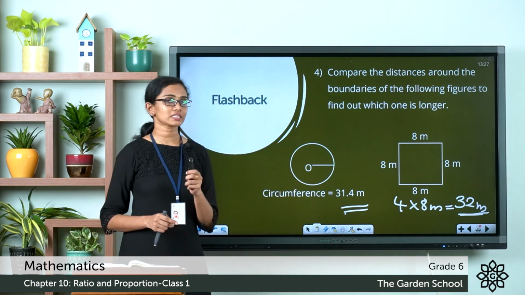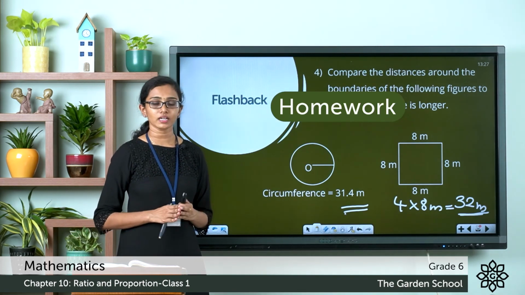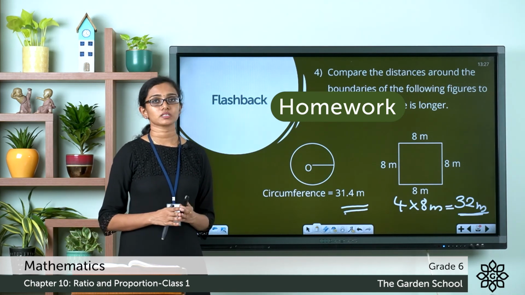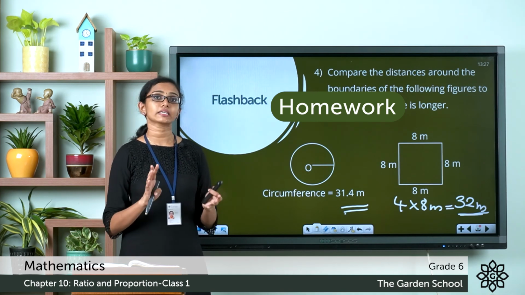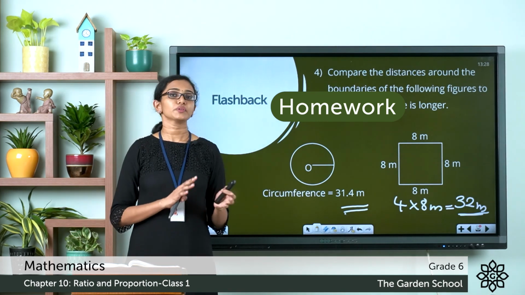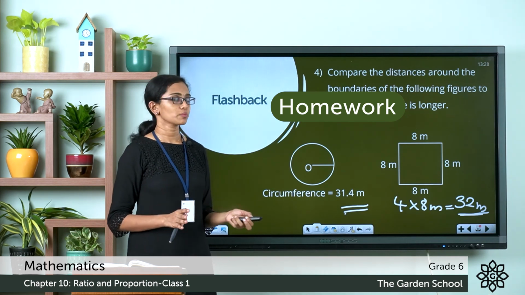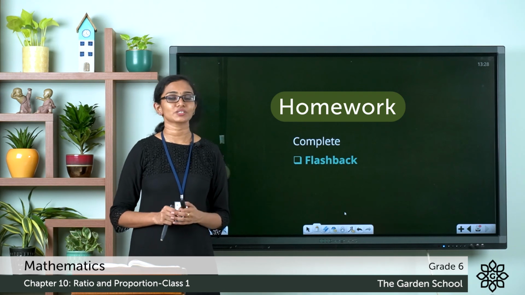There is one more question given in the flashback exercise, and it has to be done as homework. So it's about finding out which figure occupies more space. So you have to find out the area of both figures and compare the areas. Now you have to go through all these questions once again and note down your answers in your notebook. And once you are done with the answers, please do take a picture and send it to us on Teams.